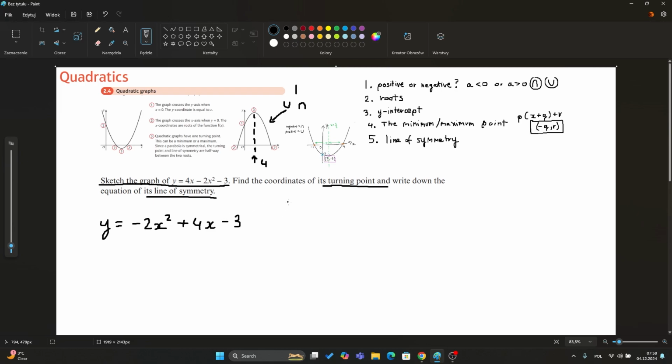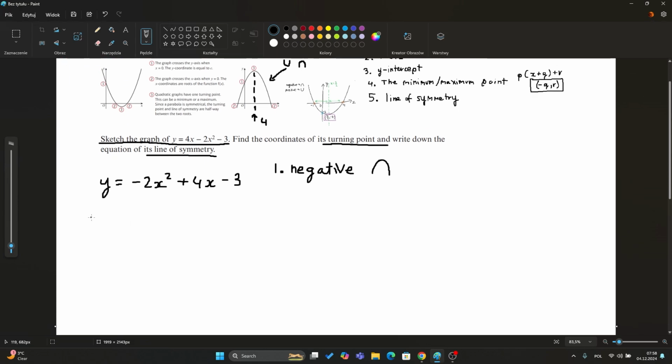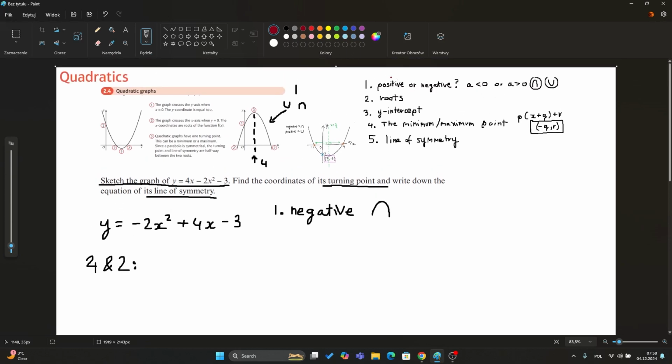We can see that a is equal to minus 2. The coefficient of x squared is minus 2. Therefore, we can note first thing that the graph is negative and it will face like this. Now we need to find the second and third things, being the roots and the turning point.